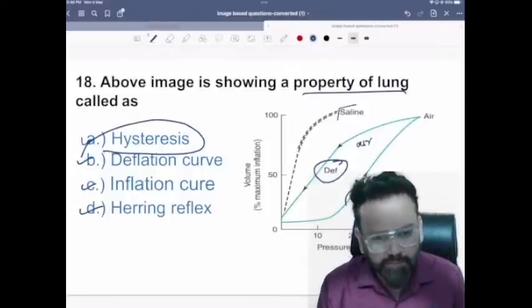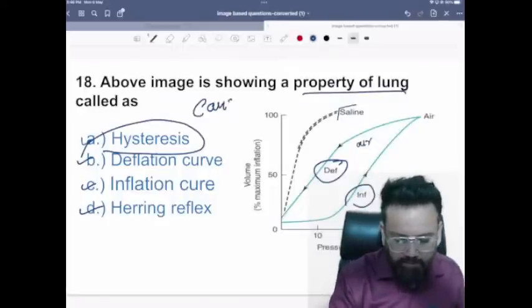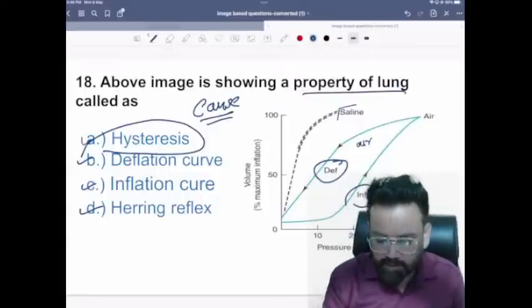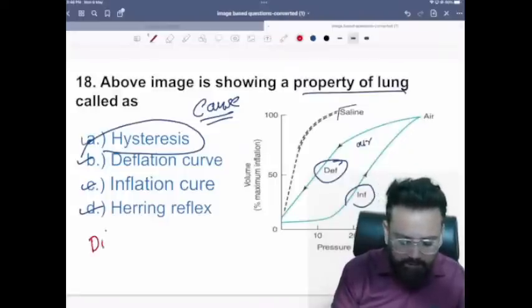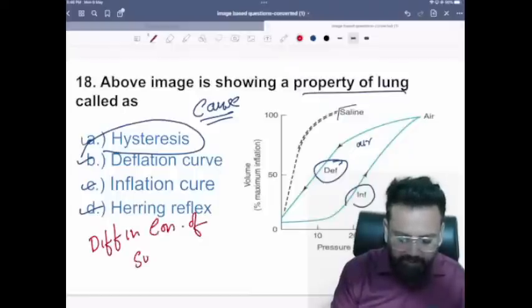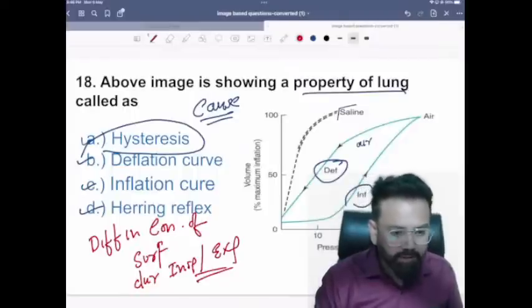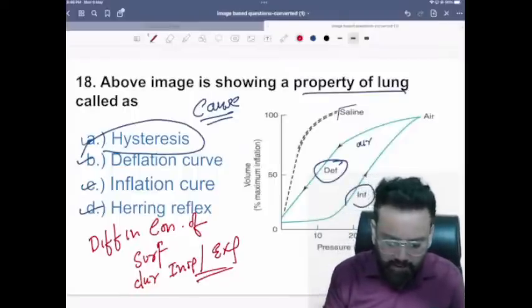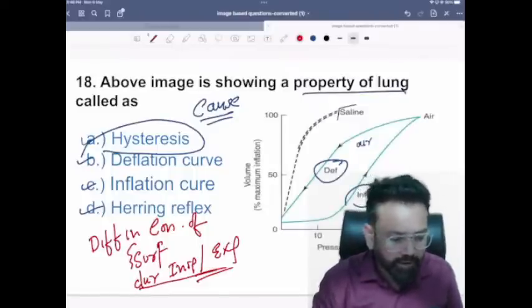It was asked in NEET PG, not in FMG. In FMG, this can also be asked. What is the cause of hysteresis? Till now it was not asked in FMG, but it can be asked because it is a repeat from NEET PG. The cause is the difference in the concentration of surfactant during inspiration and expiration. This is the real cause of hysteresis in the lung.